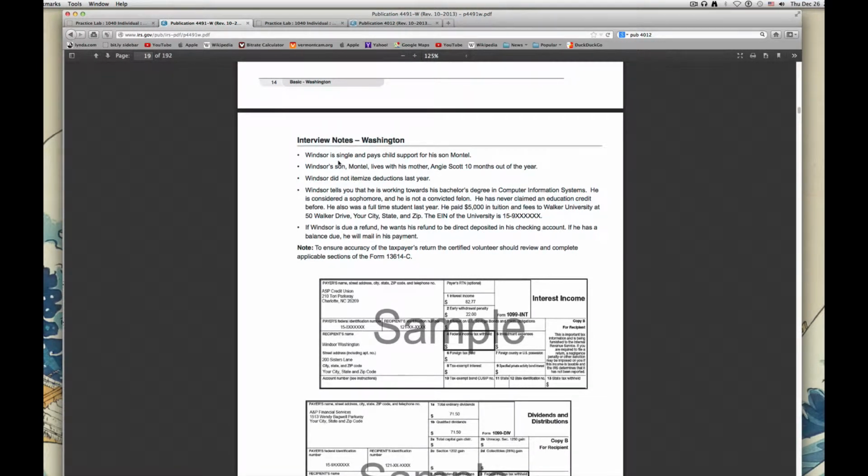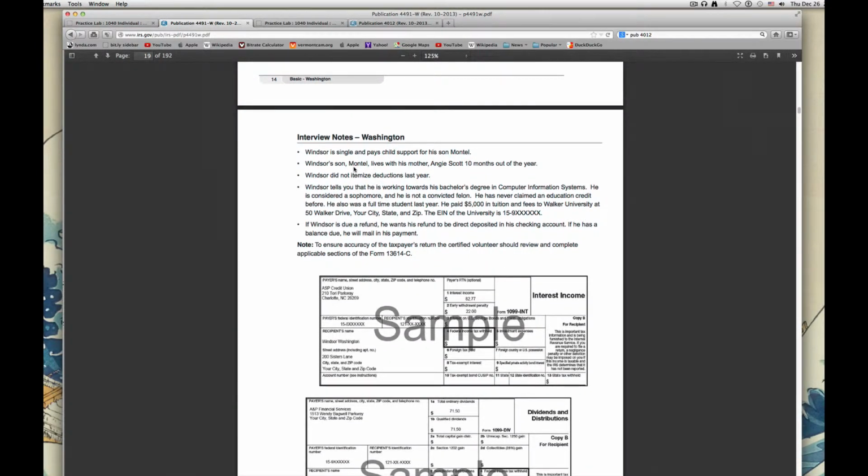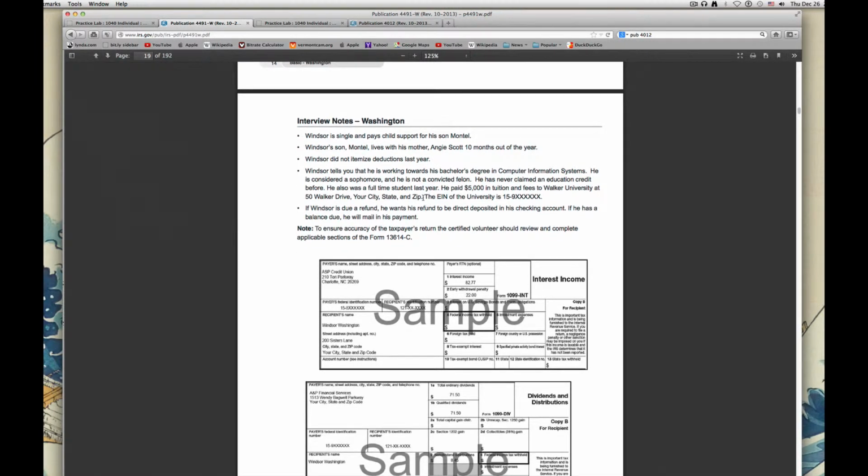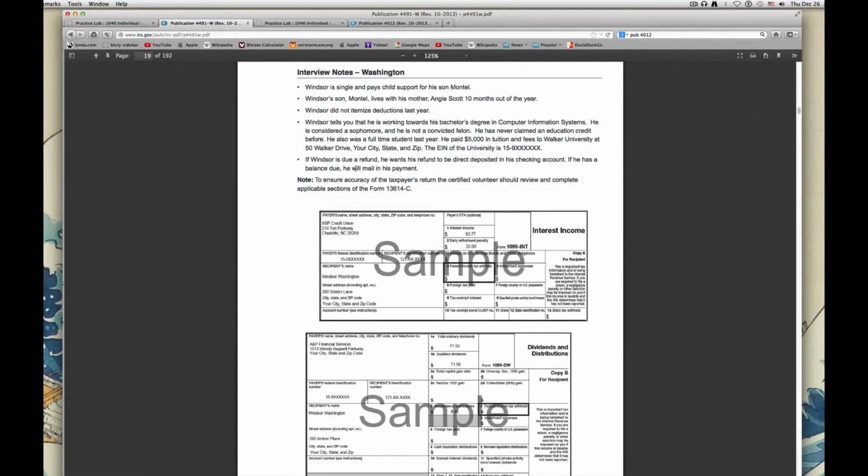Okay, so Windsor is single, pays child support for his son Montel. Montel lives with his mother 10 months out of the year. Okay, we'll go into the details, but as you saw, Montel did not qualify as a dependent. Windsor didn't itemize last year. It gives me some information here about his education expenses that he had checked off on the intake sheet. And if he wants his money refunded by direct deposit.